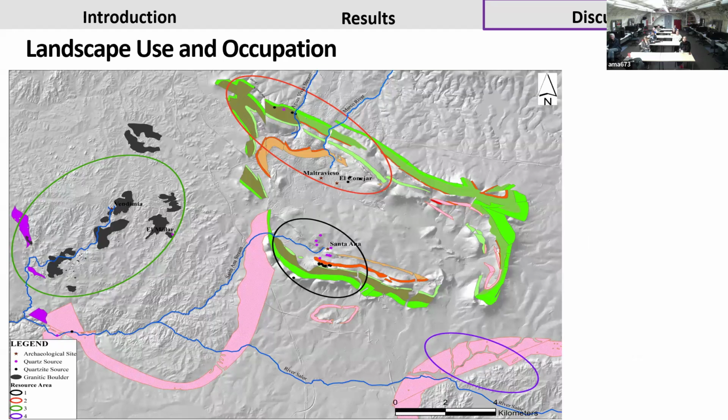I should be done in like five minutes. So I tried to do a landscape use and occupation model. We can see the radius of occupation around this Santa Ana Hill, Sierra de Agua Vivas combined with the Sierra de la Mosca and this El Milla area.